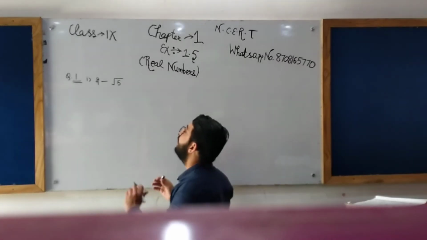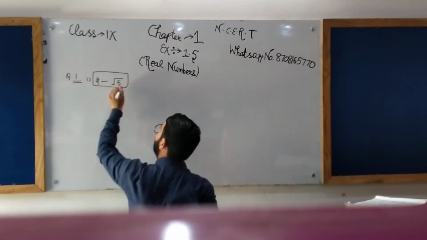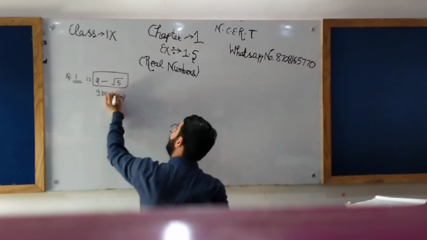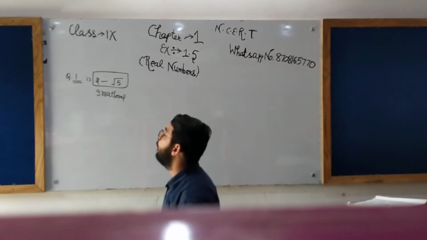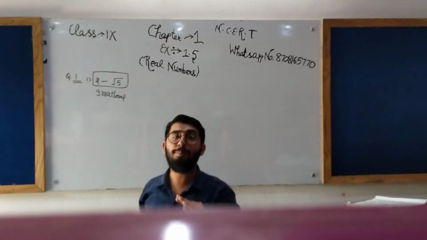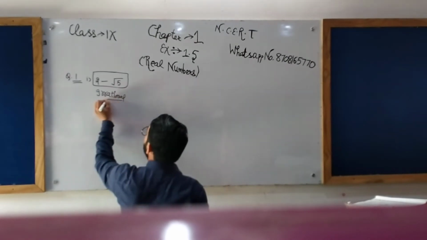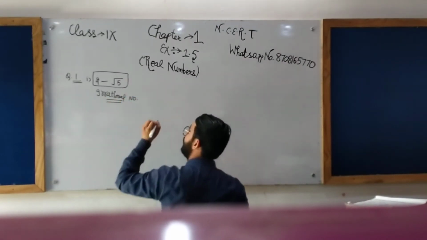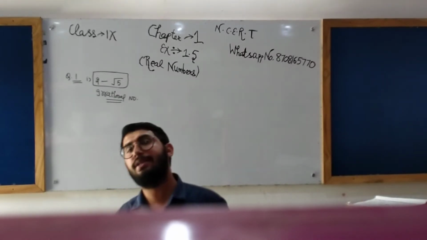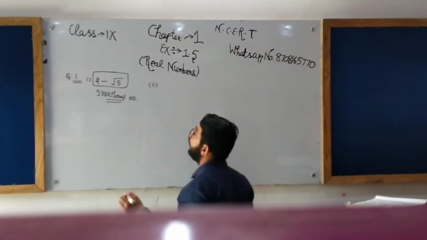Therefore, we can say that 2 minus root 5 completely is an irrational number, because we just can't do subtraction here, because root 5 has non-terminating and non-repeating, non-recurring decimal expansion. Irrational number, because subtraction is not possible, because the first one is rational and the second one is an irrational number.